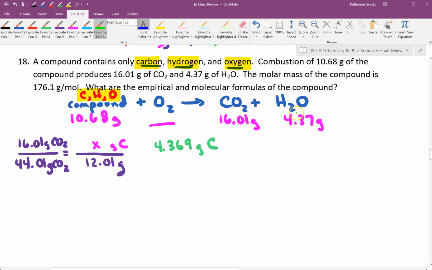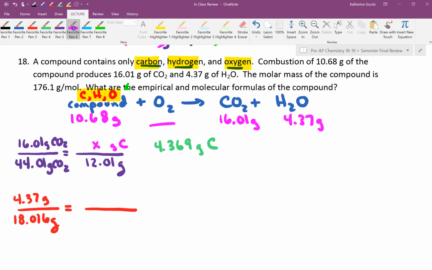So we're going to do a similar process for hydrogen, because if we can find out how much hydrogen is in this water, we can say it came from here. So we're going to do that same thing. We're going to do new over old equals new over old. So the old comes from the periodic table. So if we do new water, which is 4.37 grams, over periodic table water, that's 18.016 grams. We want to know new hydrogen. Sorry, I should label this as hydrogen. And this is water. Okay, we want to find out new hydrogen. And then the old hydrogen that came from the periodic table is 2.016.